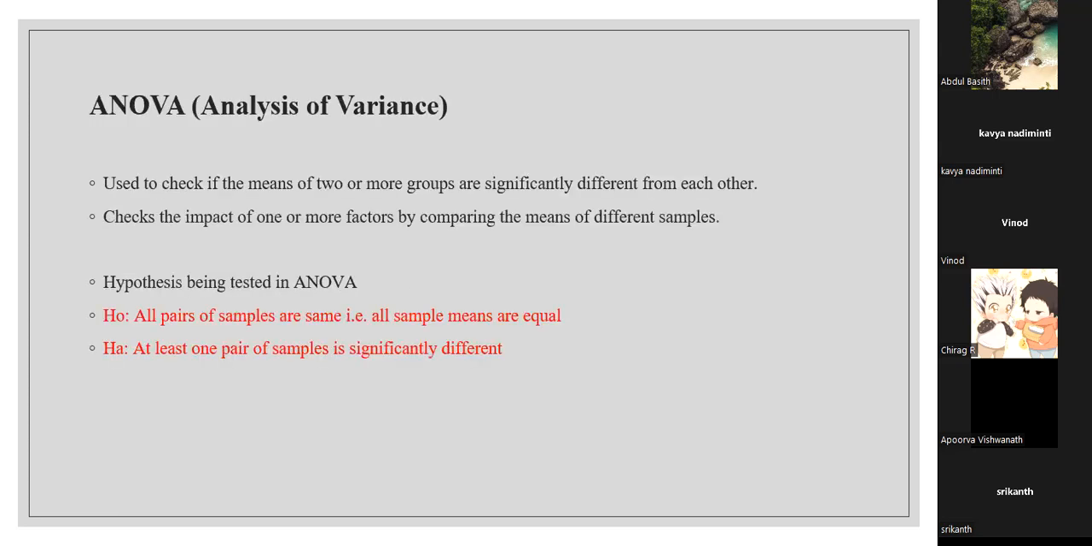The ANOVA test is used to check if the means of two or more groups are significantly different from each other. It checks the impact of one or more factors by comparing the means of different samples. The null hypothesis in ANOVA is that all the sample means are equal. The alternative hypothesis is that at least one pair of the samples is significantly different.